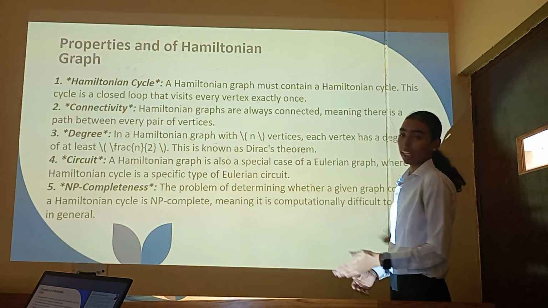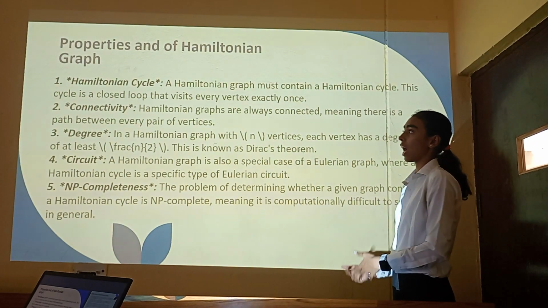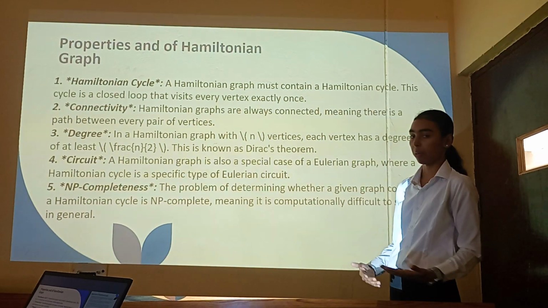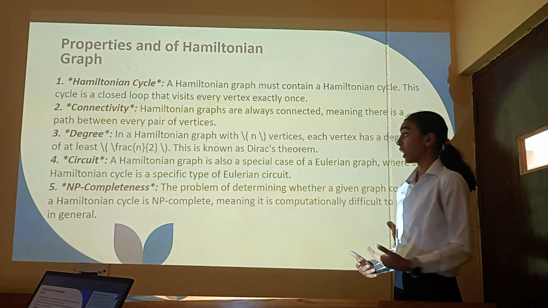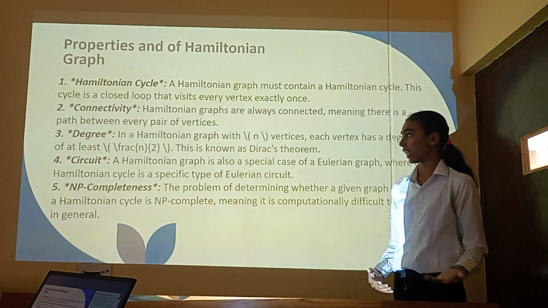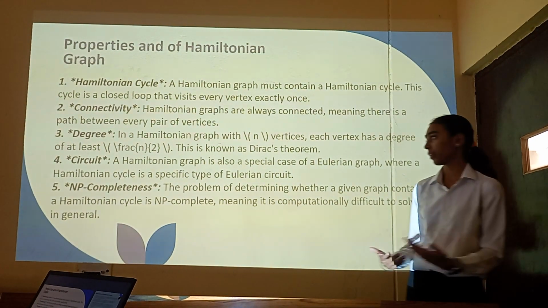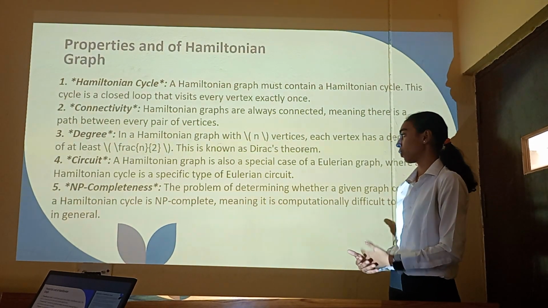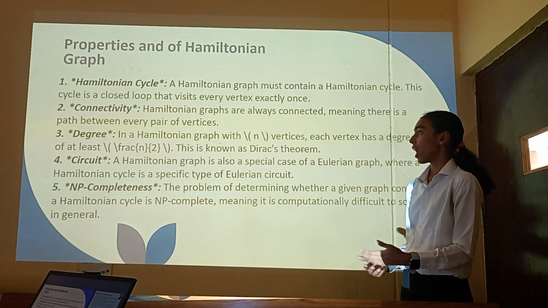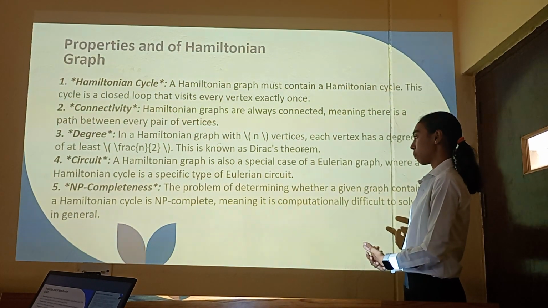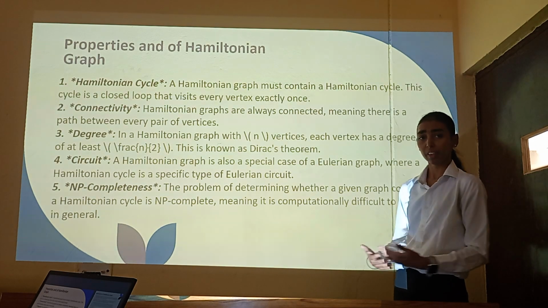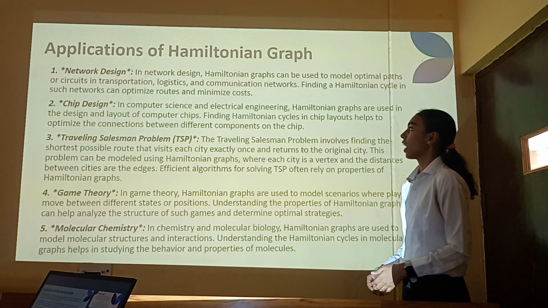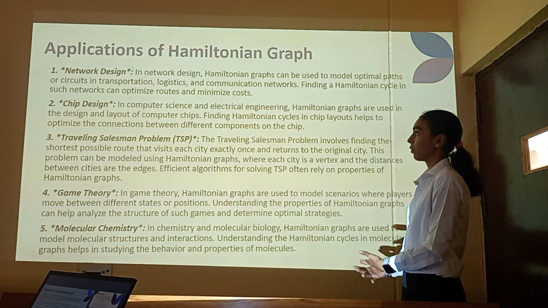Now here are some properties of a Hamiltonian graph. First, a Hamiltonian cycle: a Hamiltonian graph must contain a Hamiltonian cycle. Second, connectivity: Hamiltonian graphs are always connected. Third, degree: in a Hamiltonian graph with n vertices, each vertex has a degree of at least n/2. This is known as Dirac's theorem. Circuit: a Hamiltonian cycle is a specific type of Eulerian-style circuit. Now here are some applications of Hamiltonian graph.